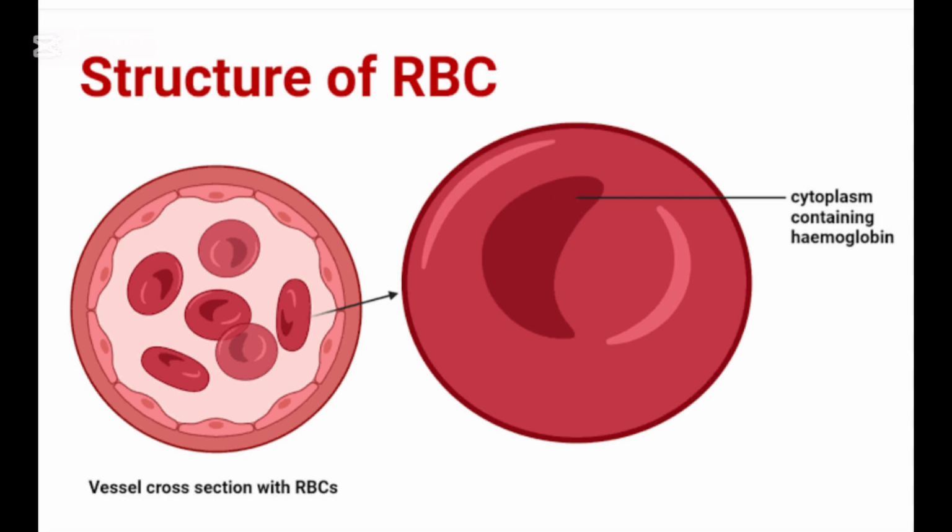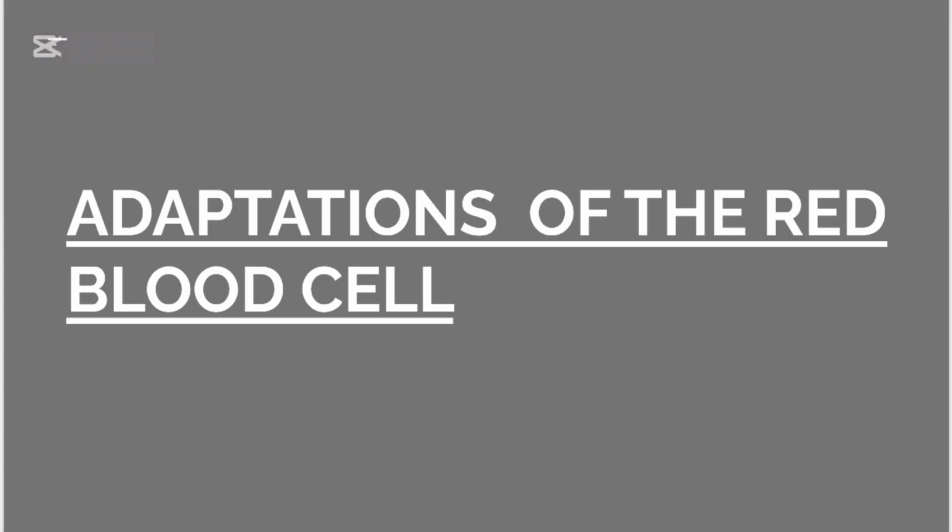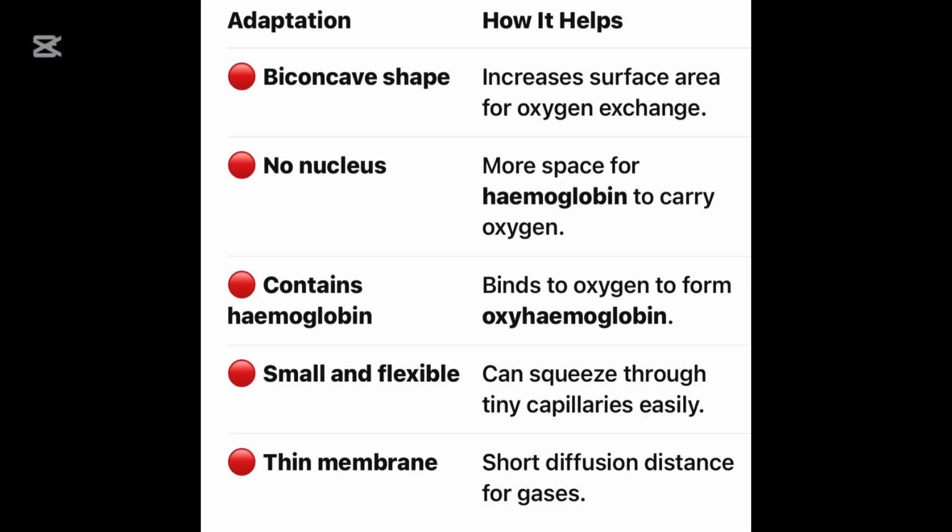Let's talk about the adaptation of the red blood cell to its environment. As you can see, these are the properties of the red blood cells that enable them to adapt to the environment and also perform their function effectively. And firstly, on our list, we'll be talking about the biconcave shape. This increases the surface area for oxygen exchange. The larger the surface area, the more oxygen can diffuse into the cell. No nucleus: this provides more space for hemoglobin to carry oxygen.